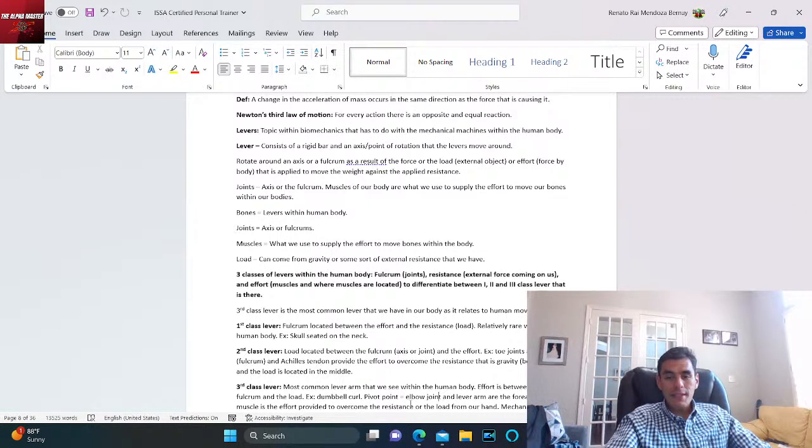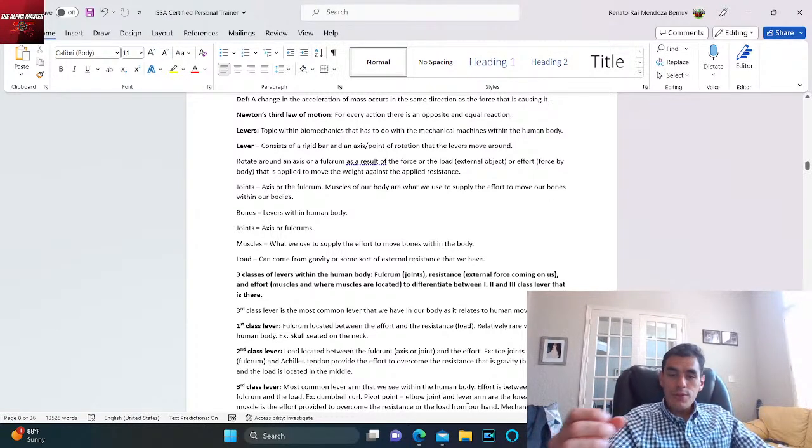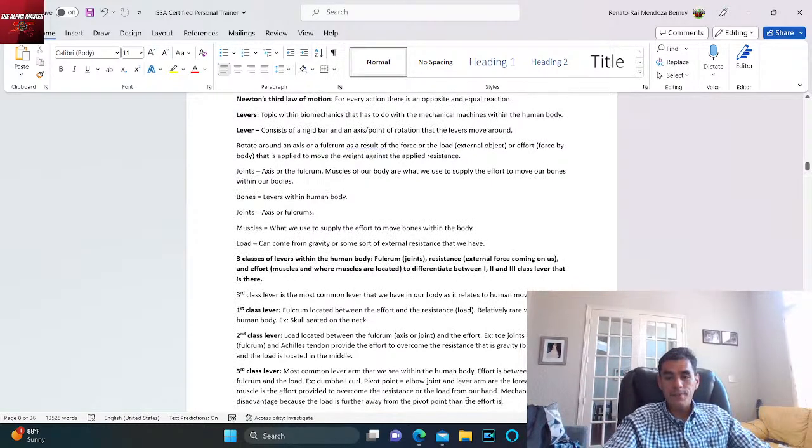The pivot point is going to be the elbow joint, and the lever arm is going to be the forearm. The bicep muscle is the effort, provided to overcome the resistance or the load from our hand.